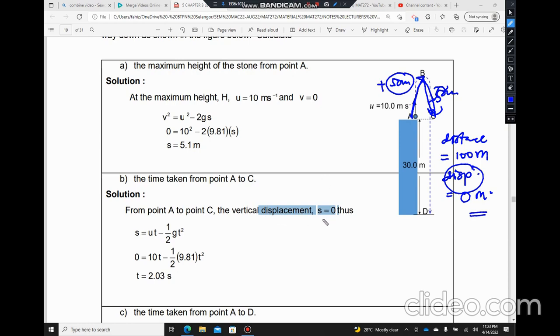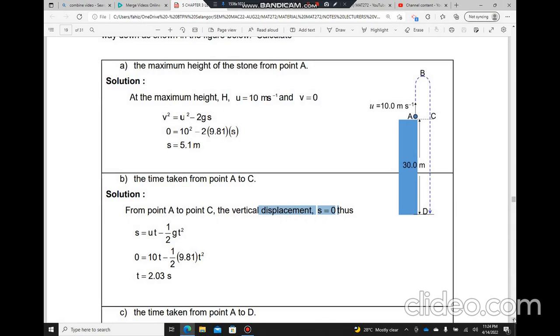So kalau displacement dia kena based on direction. Okay, so the vertical displacement S equals to 0, sebab daripada point A ke C, maknanya dia naik atas, jarak dia sama, dia turun ke bawah, so displacement is 0. So we can use this formula, which is S equals to 0, U equals to 10, T kita nak cari sebab dia nak the time taken from A to C, and then gravity is 9.81 and then T square. So this one you can solve quadratic equation sebab ada T square kan. Okay, so bila awak solve kat sini dapat T equals to 2.03 second.